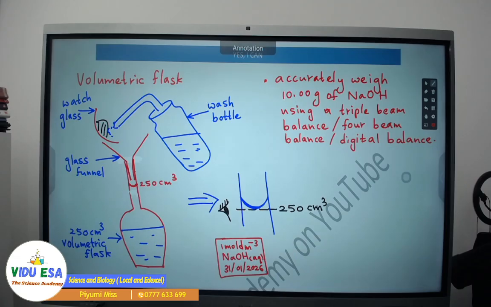That is the way of dissolving. Here you can see the line on the volumetric flask. This is the mark, right?